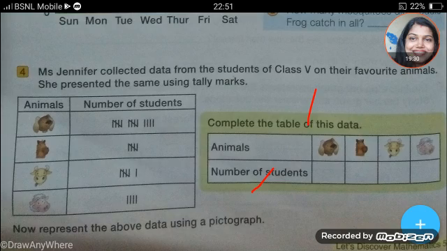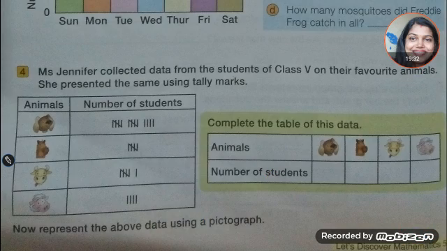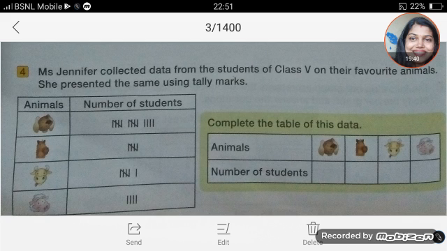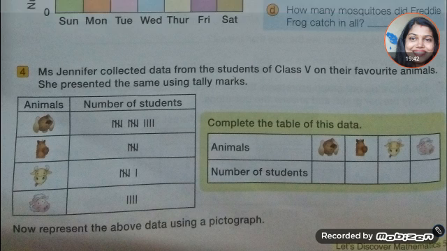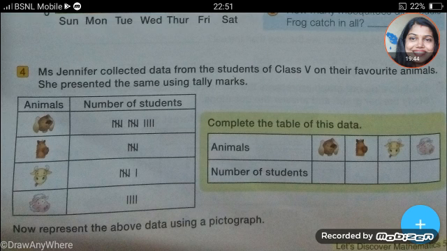So quickly we'll just see the last one, children, here. Mrs. Jennifer collected the data from the students of class 5 on their favorite animals. She represented the same using the tally marks. So here you need to understand, children, the number of students who like the animals: dog, horse, cow, and sheep.